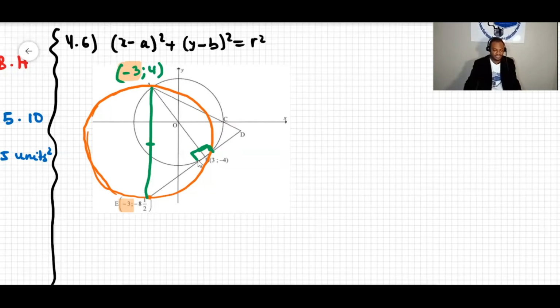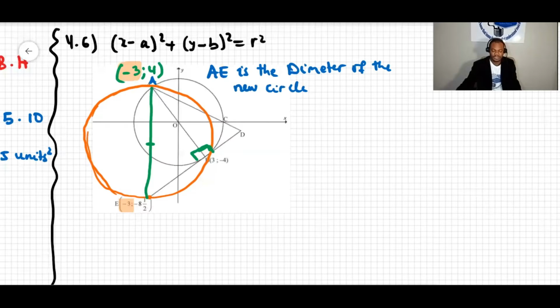Let's start finding the radius first. To find the distance is just going to be the difference of the y coordinates. So we must do 4 minus 8.5 here. But first of all, let me write AE here, the line AE, because this was the point A, and then the point E. The line AE is the diameter of the new circle. The reason is: line subtending a right angle.